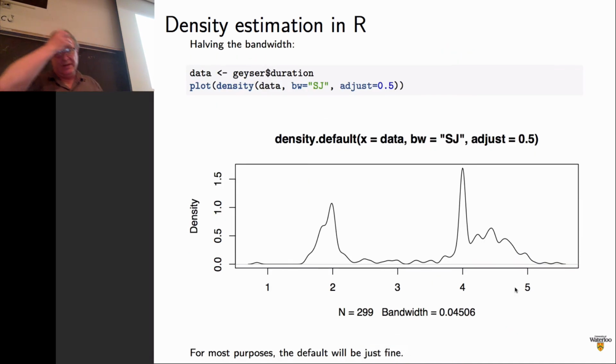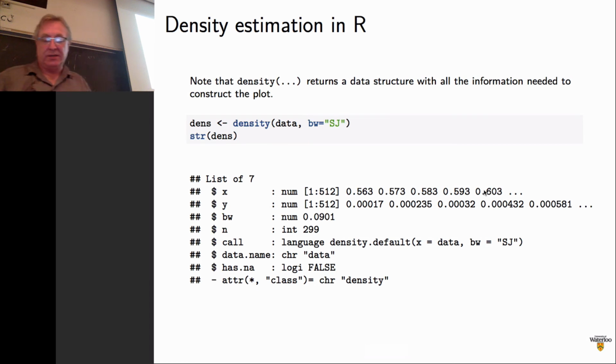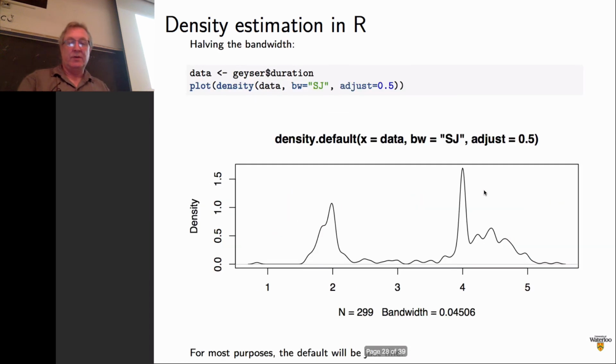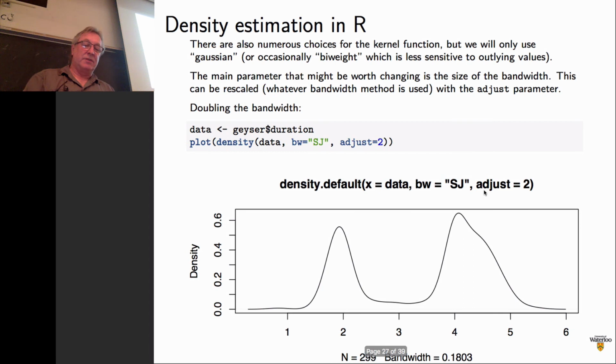So here's halving the bandwidth. When the bandwidth is half, you can see it's a lot bumpier, which is why we have methods that try to guess what the bandwidth should be. And doubling it makes it much smoother. So: very bumpy, much smoother.